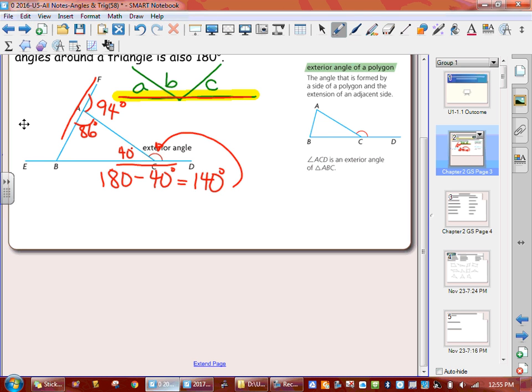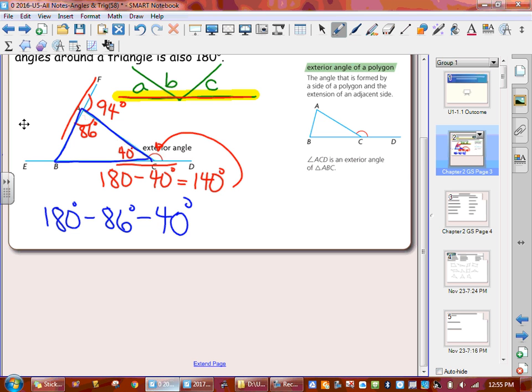Now I can find the other two angles in my triangle. So what I mean by that is I can take a look now, and this triangle right here should add to 180 on the inside. So I'm going to take 180 and minus 86 degrees and minus 40 degrees. Okay? And that's going to give me the angle measure right here. So how big is my angle there? Any ideas? Let your fingers do the walking on your calculators. Yes, it is going to be 54 degrees.